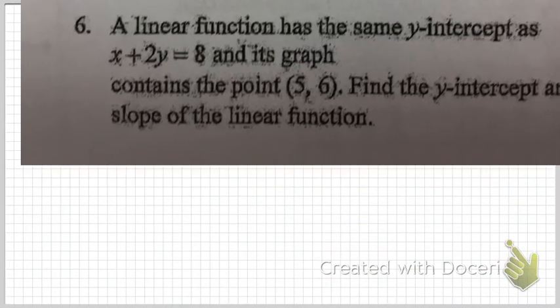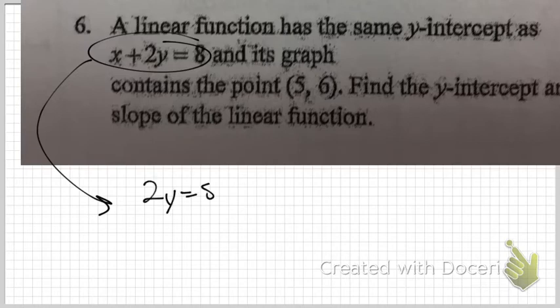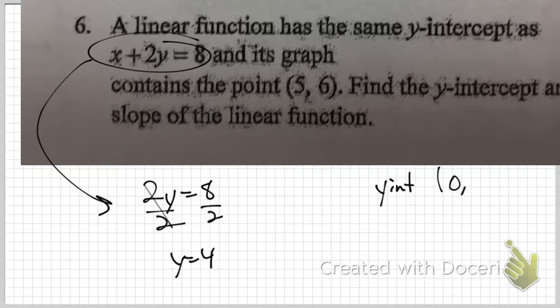So there's a linear function. It has the same y-intercept as this. So let's work on that. What do you know about the y-intercept? It's when x equals 0. So when x is 0, are you good with 2y equaling 8? Which means that y has to equal 4. Which means my y-intercept is the point (0, 4). That's one thing they asked for, right? You good there? Yeah, I just didn't know how to find the slope.